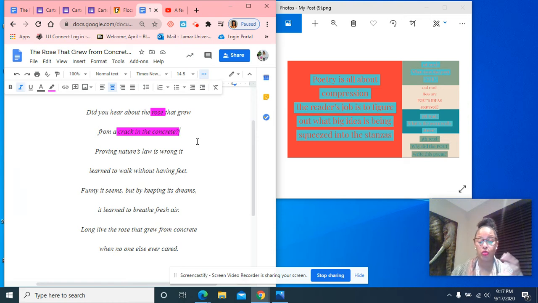So the next question that you ask, and you'll read through the poem again, is how are the poet's ideas conveyed? I see a comparison here. We're taking something delicate as a rose, but are they really speaking of the flower, or are they speaking of something more figuratively, like maybe a person? Could they be speaking about a person that has grown out of concrete, meaning a hard life? So you have to look at what the poet's ideas are. What are they trying to convey here? Are they trying to convey that no matter what circumstances someone comes from, they can still flourish and grow? Could be. So these are the types of questions that you want to ask yourself.